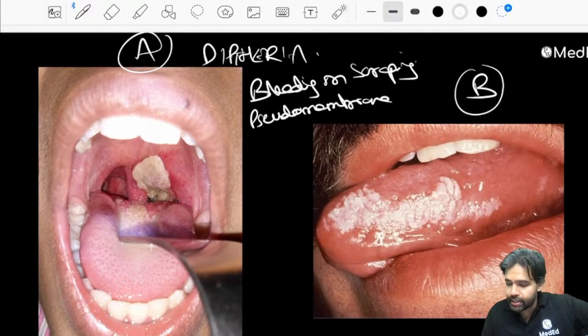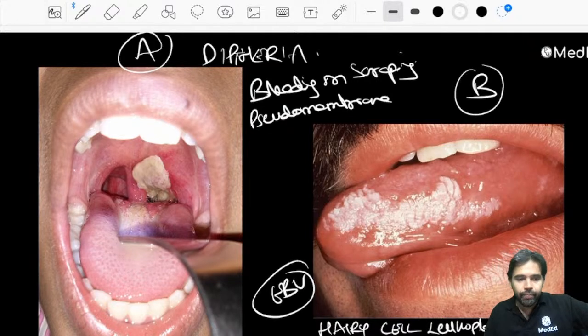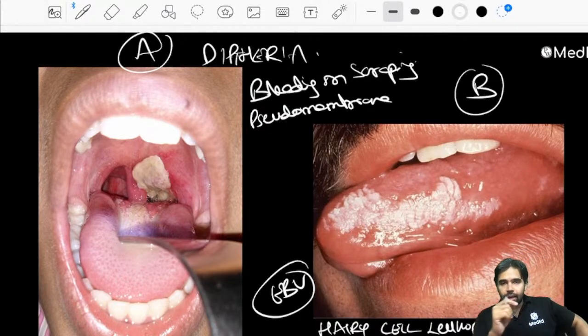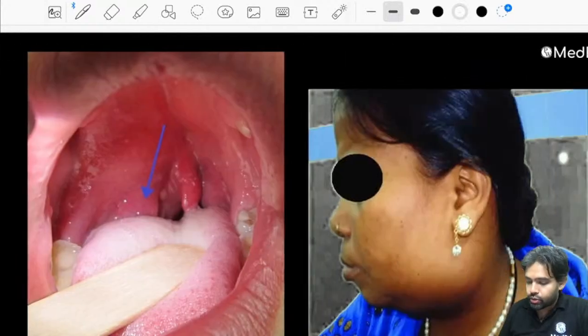This question was asked, I think, in the last NEET PG: which membrane cannot be removed? This is hairy leukoplakia, caused by Epstein-Barr virus. Okay, so this hairy leukoplakia is on the lateral wall, and it is caused by Epstein-Barr virus, and this cannot be scraped out, so this should be fine.